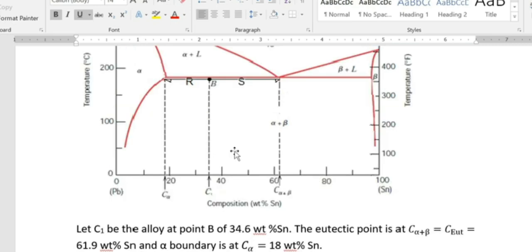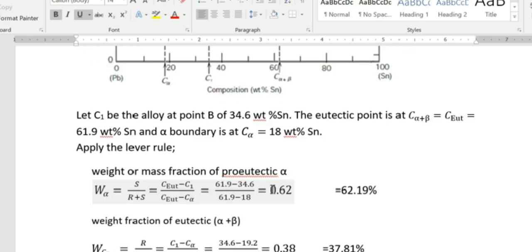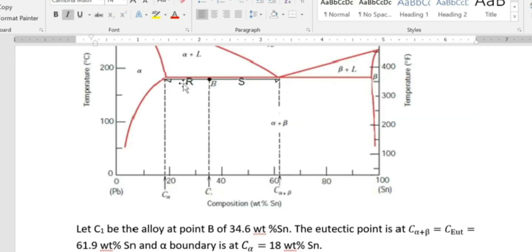And then the total, R plus S, is going to be 61.9 minus this C alpha. When you draw this, where it touches this alpha boundary, you stretch down and get the best calibration, the closest approximation. In this case, it gives us 18 weight percent of tin, so it's 18. And then the percentage of alpha is going to be 0.62 as a fraction, and in percentage it is going to be 62%.